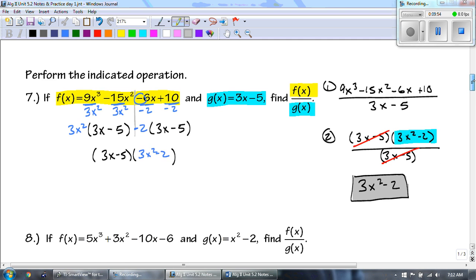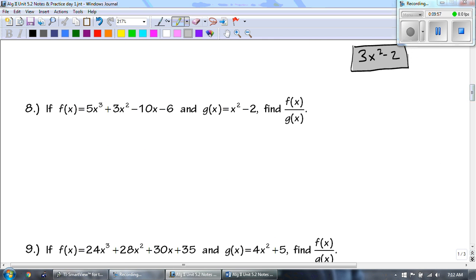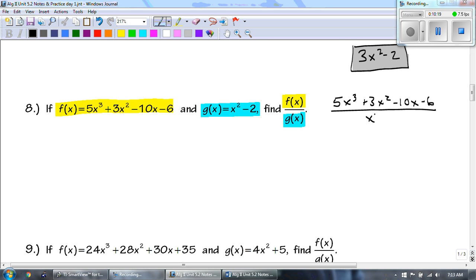Okay? So we need to identify what our f of x is, what our g of x is, and look at the order that they want it. So they want the f of x on top, so 5x cubed plus 3x squared minus 10x minus 6, and I'm going to divide that by x squared minus 2. So my next step, I'm going to have the x squared minus 2, but then I'm going to have whatever my two binomials end up being after I break this down.